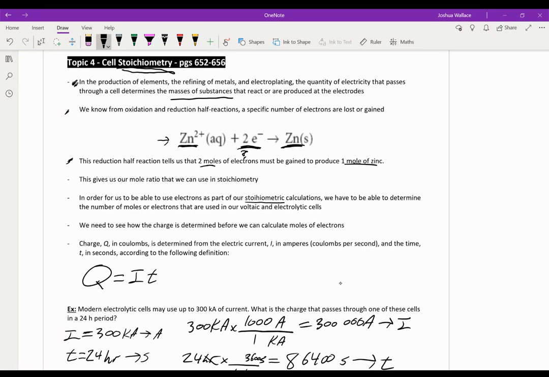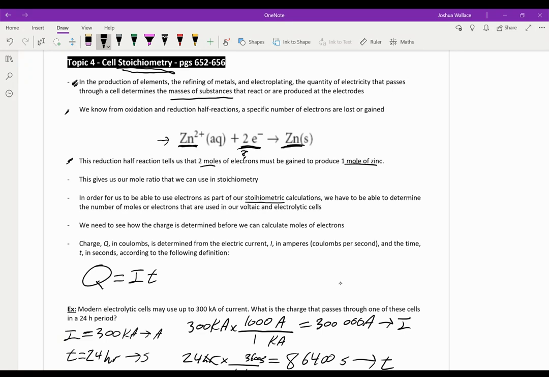This reduction half reaction tells us that 2 moles of electrons must be gained to produce 1 mole of zinc. This gives us our mole ratio that we can use in stoichiometry. In order for us to use electrons as part of our stoichiometric calculations, we have to be able to determine the number of moles of electrons that are used in our voltaic and electrolytic cells. We need to see how the charge is determined before we can calculate moles of electrons.